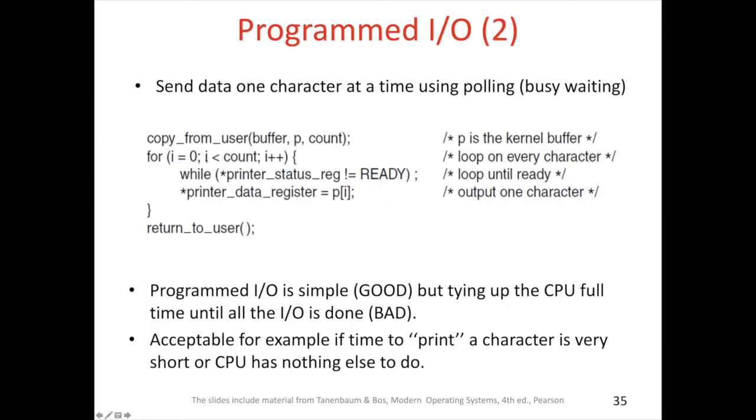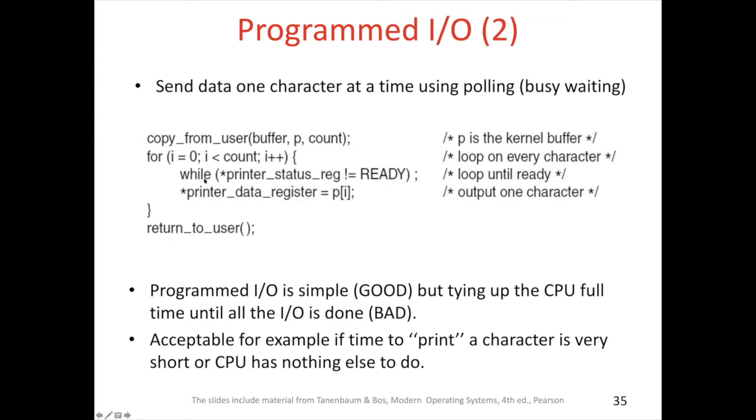Here the code for copying from the buffer to the array P in the kernel area is shown. P is the kernel buffer. This is copy_from_user(buffer, p, count). For i starting with 0, and while i is less than count, each time i is incremented by 1, this loop runs for every character.